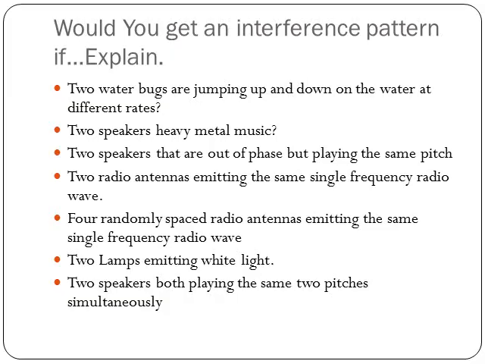Okay, so here are a bunch of random examples for you to look at, to see if you can tell if these situations would actually produce an interference pattern. That is to say, locations where there's always constructive interference, and locations where there's always destructive interference. The main thing is to look at whether the waves are coherent or not. So, for example, two water bugs are jumping up and down on the water at different rates. Would that create an interference pattern? Hopefully you would think no, because if they're at different rates, the frequencies are different, and therefore the phase difference will change, and they are non-coherent.